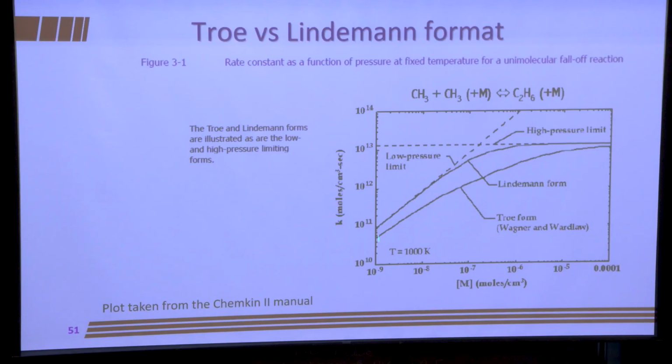All right, but what I want to highlight here is that the rate constant does not increase linearly with pressure or with concentration of M. There's a low pressure limit rate constant, there's a high pressure limit rate constant, and what we have to do is calculate the curvature in between to get the rate constant correct. And the Lindemann format and the Troe format are ways to try and do that.